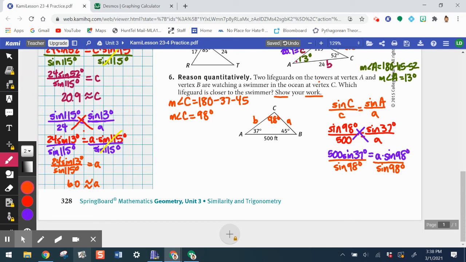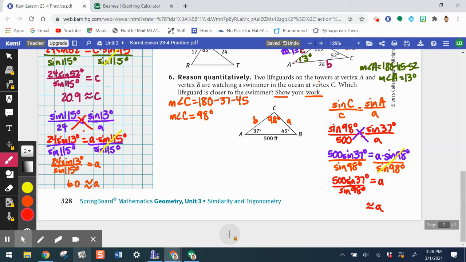This, of course, on the right-hand side will cancel or become the number 1, truthfully. It'll be 1A, so that's why we call it cancels or get rid of it, but it really becomes the number 1. So A is equal to 500 times the sine of 37 degrees over the sine of 98 degrees. So we'll use our wonderful magical calculator to evaluate the length of A, its approximate distance.